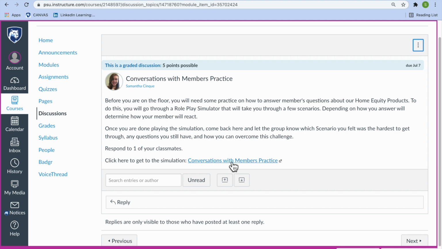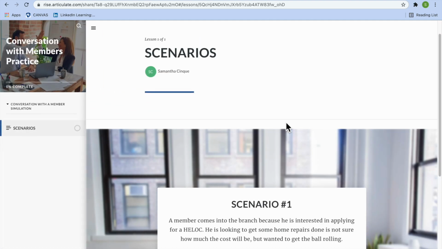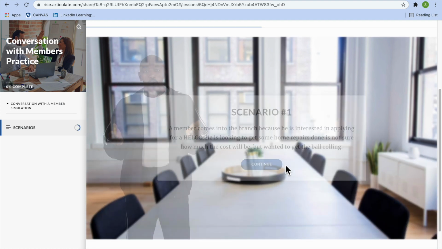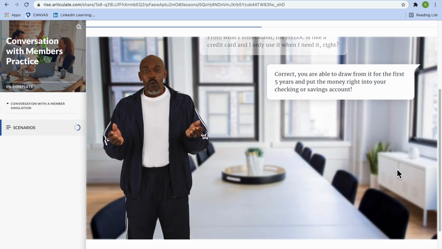Next, they will have practice responding to questions about home equities utilizing a simulation created in Rise 360. Then, discuss any challenges they have faced during the role-play simulation.